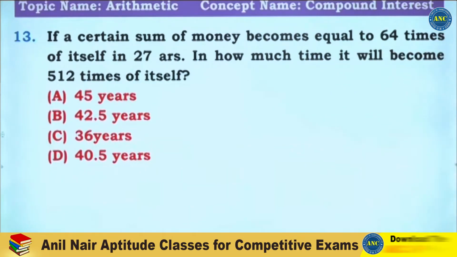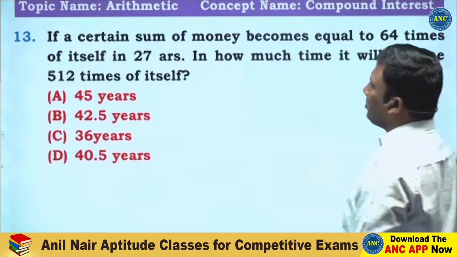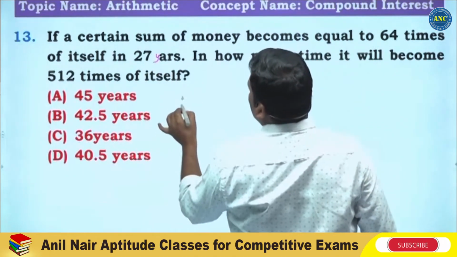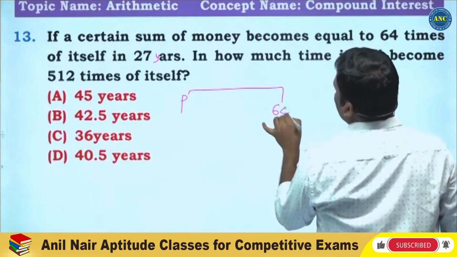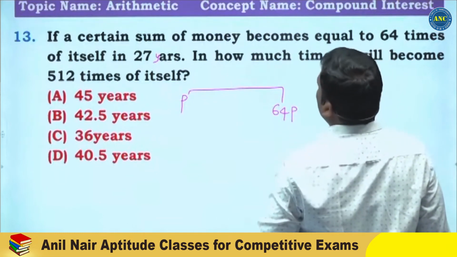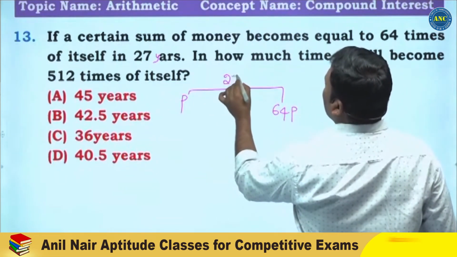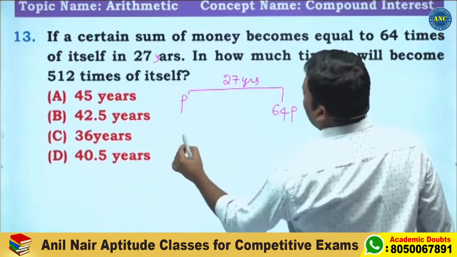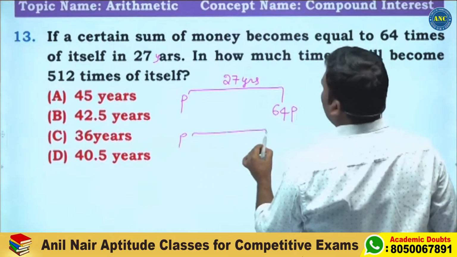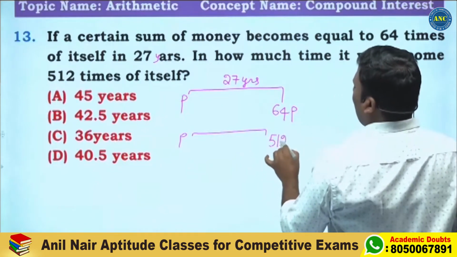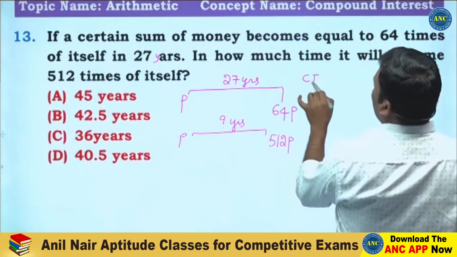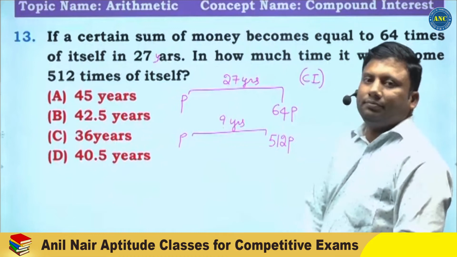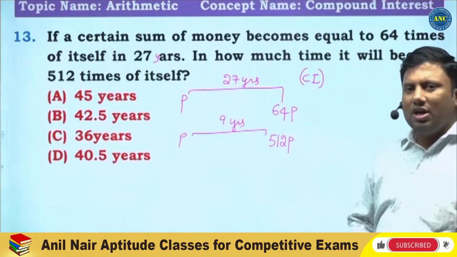If a certain sum of money, P, becomes 64 times in 27 years, the same sum of money, how many times will it become in 27 years under compound interest? The answer should be 512 times the principal. In how many years? This is the question. What is the first step?